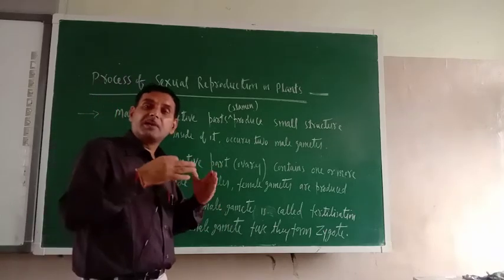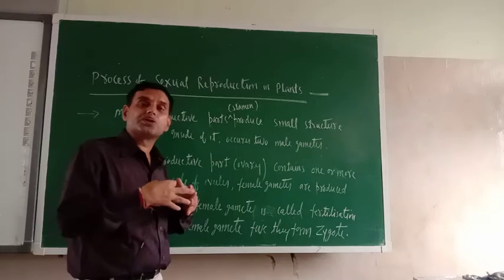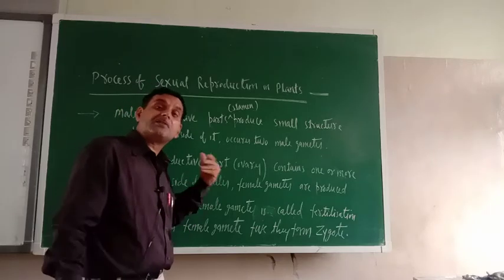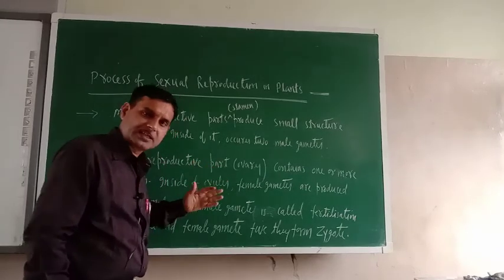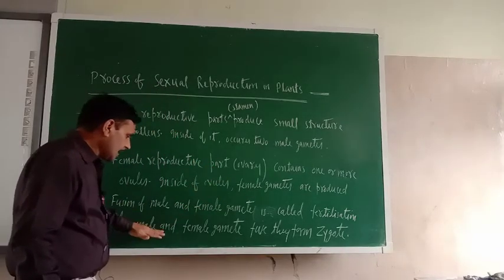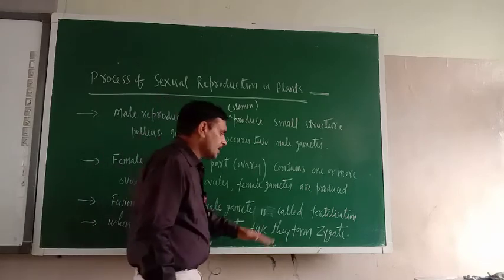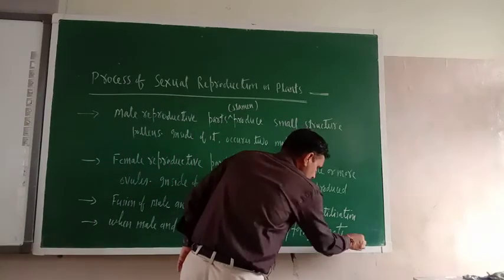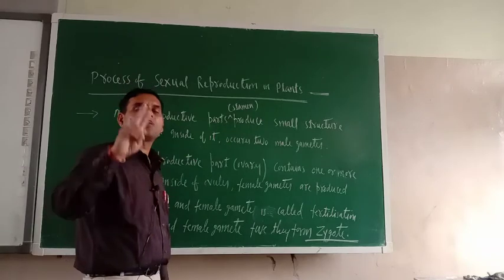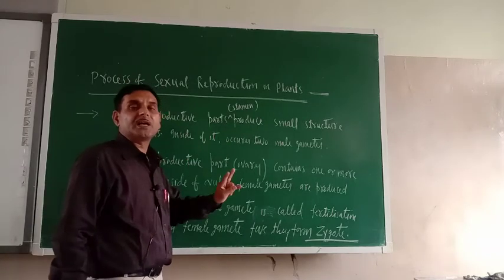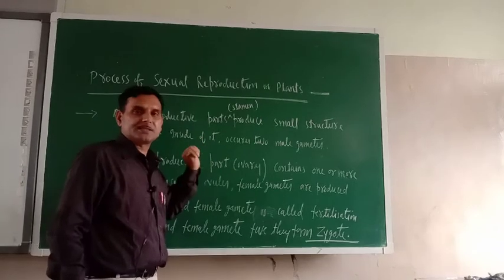And once the male and female gametes fuse together, the structure which is formed is known as zygote. What is the name of that structure? So when male and female gametes fuse, they form zygote. So what is zygote? Zygote is the structure which is formed after the fusion of male and female gametes.